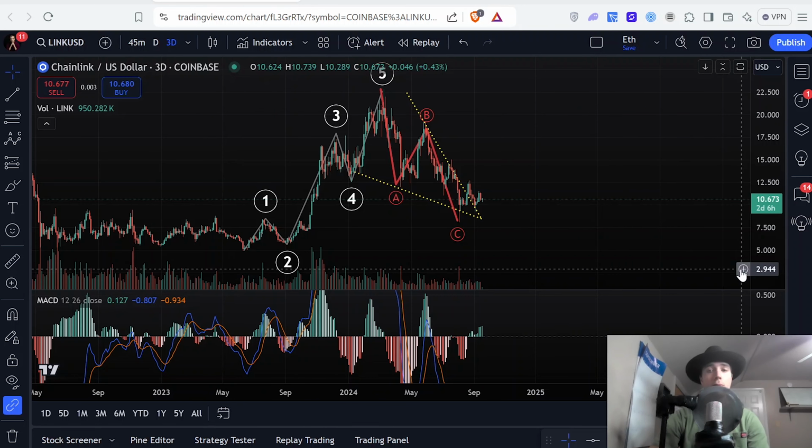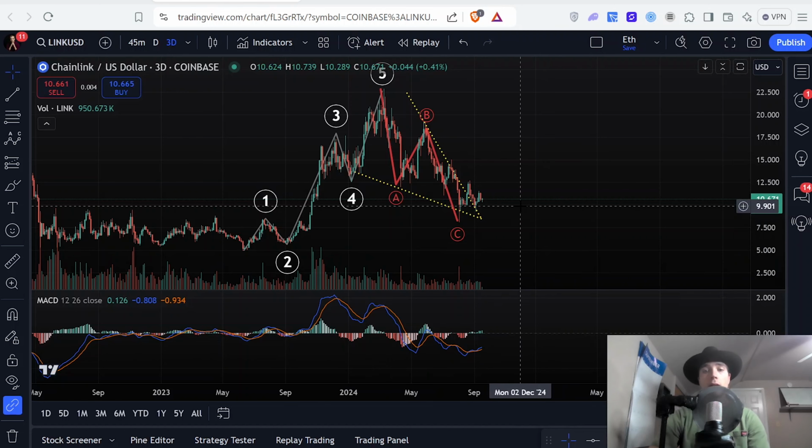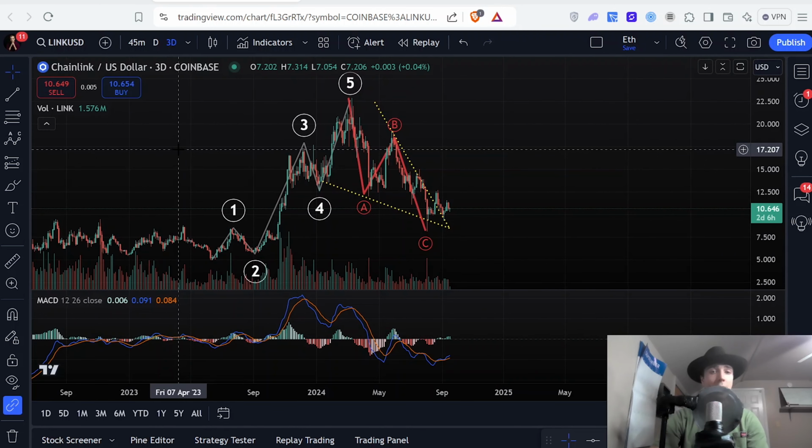So I really like this setup here on Chainlink. We are also really oversold. You can see we're oversold on the 3-day, on the MACD, and we have a bullish cross, which is actually a buy signal. When this little blue line crosses up through this orange line, when you're oversold, that's actually a buy signal. So I really like that setup here with Chainlink on the 3-day candlesticks.